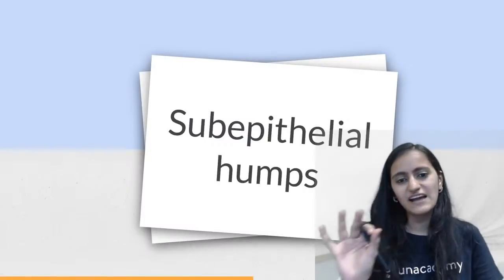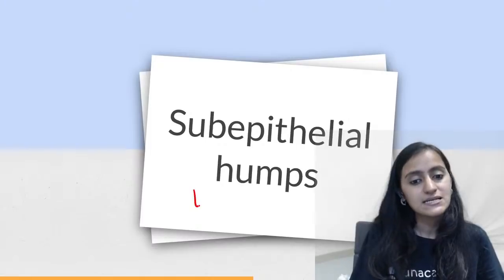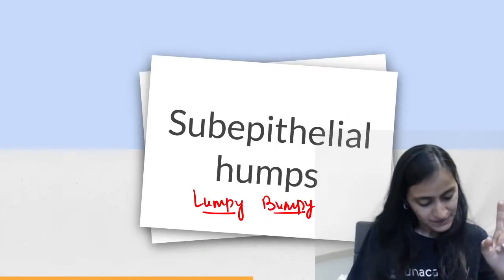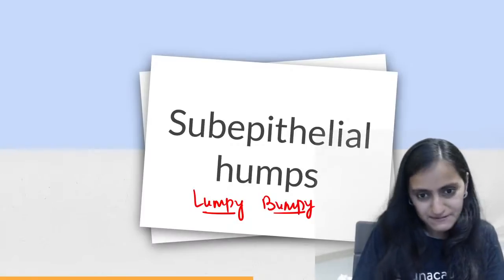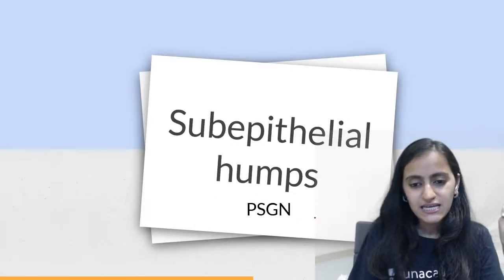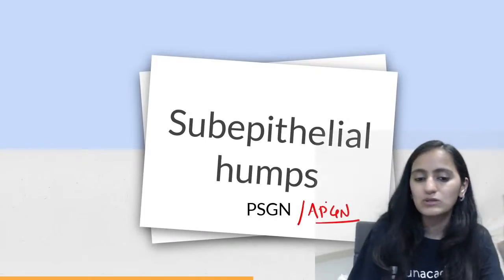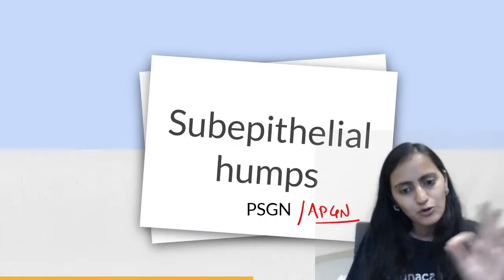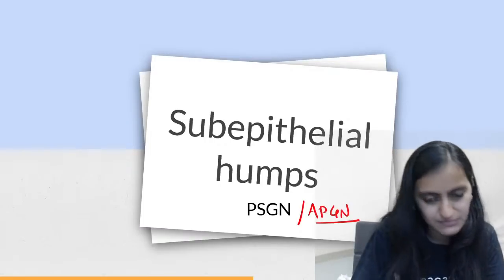Now based on this, let us quickly revise, have some flashcards. So tell me, where do you see the subepithelial humps? The lumpy bumpy appearance. The lumpy bumpy appearance is seen in which condition? Subepithelial humps. Absolutely right. PSGN, also called APGN, acute proliferative or post-streptococcal glomerulonephritis. Anti-streptolysin O, ASO positive, after throat infection, you get the symptoms, right?